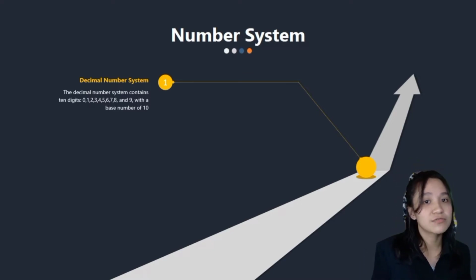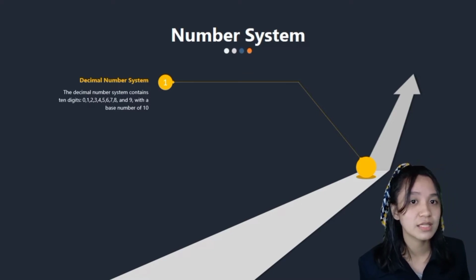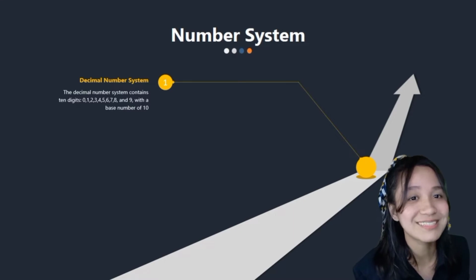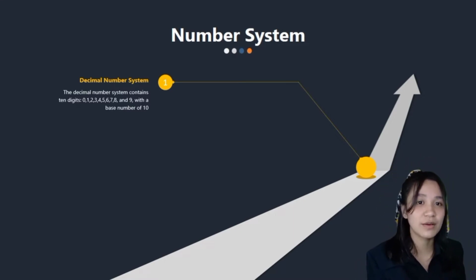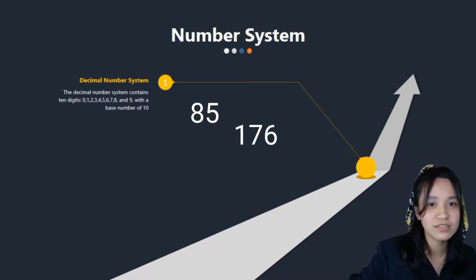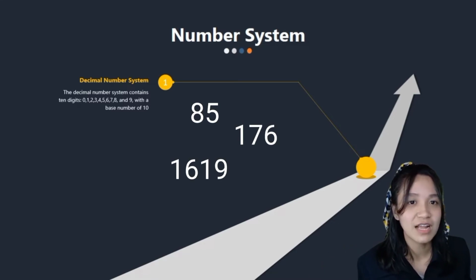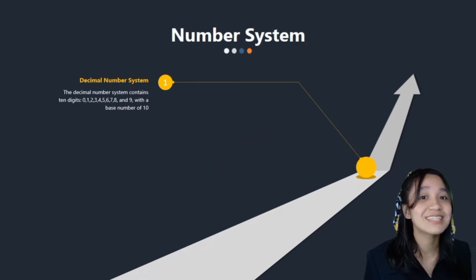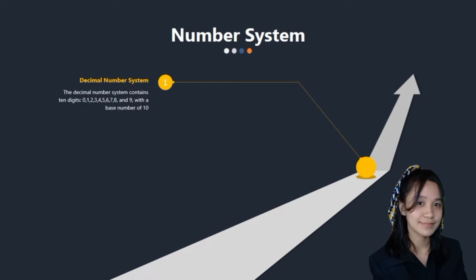Any number that is represented without a base means one thing. It is base 10. For example, the numbers 85, 176, and 1619 are some examples of numbers in the decimal number system.